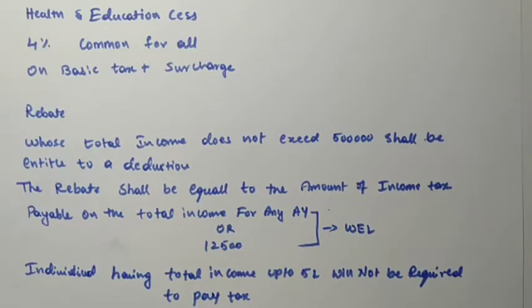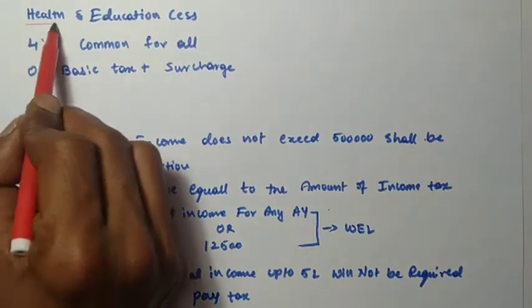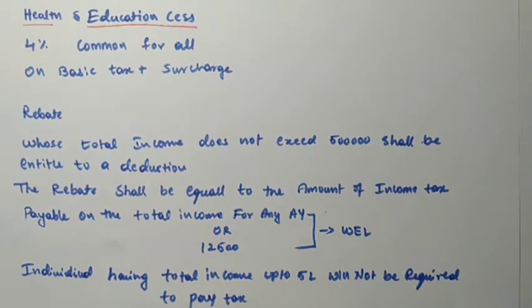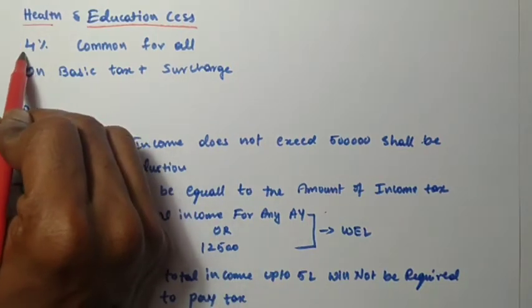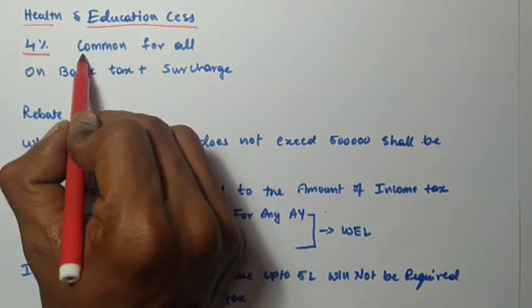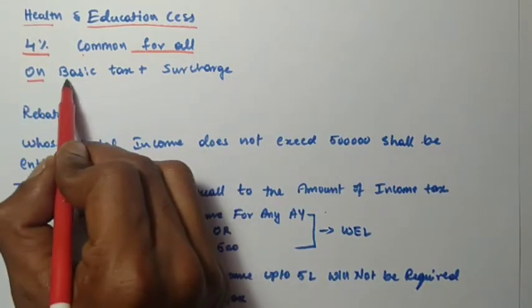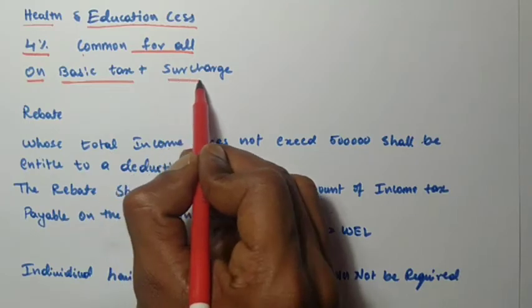So next we have health and education cess. Cess is 4% for all, common for all, on basic tax and surcharge.